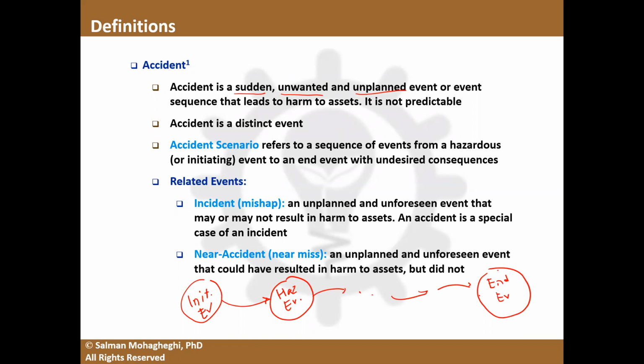Related to the definition of the term accident, we also have incident and near accident. Incident is again an event that is unplanned and unforeseen, but it may or may not result in harm to assets. And near accident, again, is an event which is unplanned and unforeseen, which could have resulted in harm to assets, but it didn't.